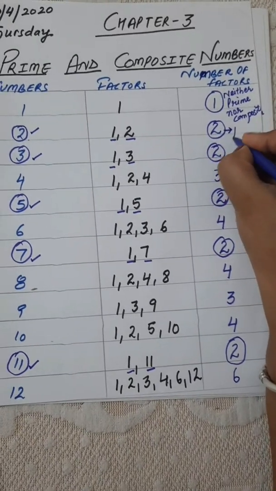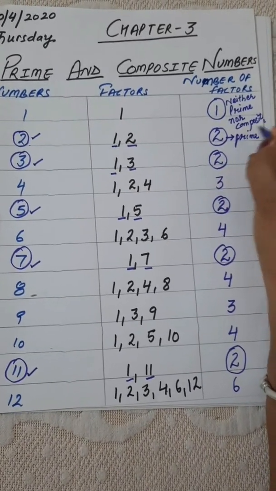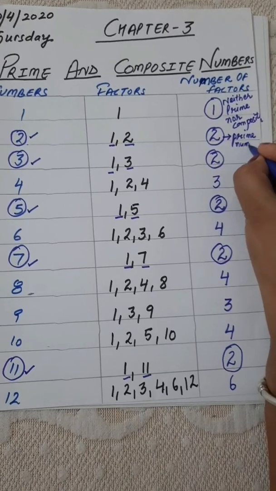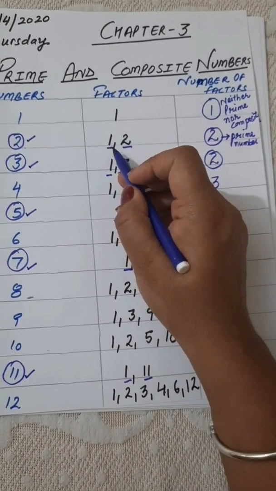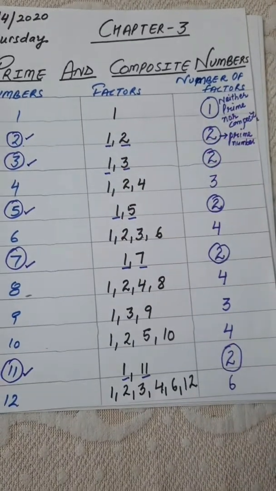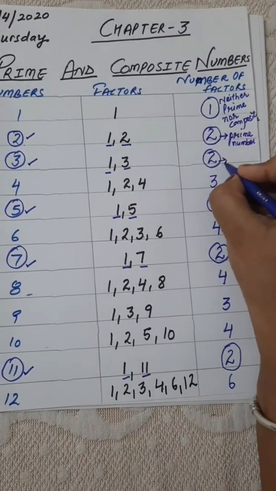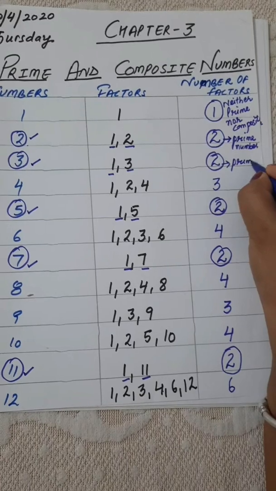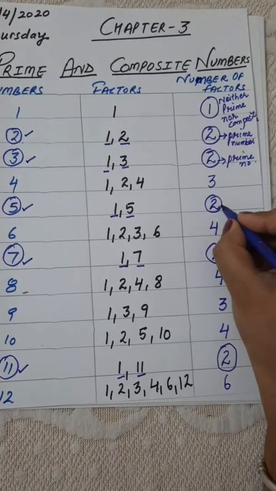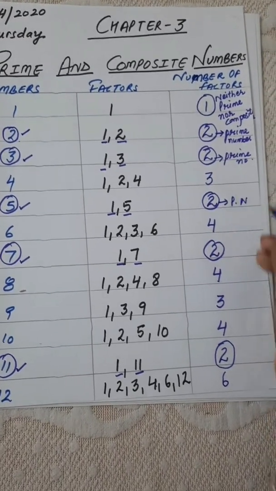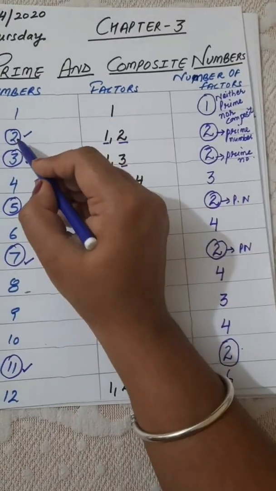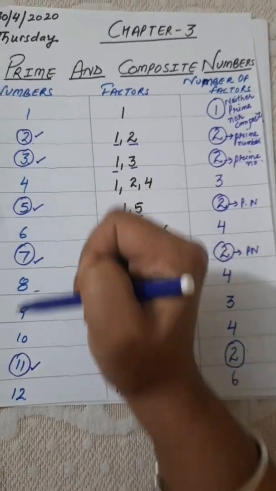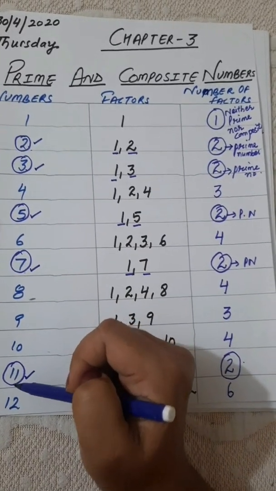So the numbers which have only 2 factors, number 1, that is 1 is the common factor of every number, and the number itself. So these are called prime numbers. It is also a prime number. This is also a prime number. So here 2, 3, 5, 7 and 11 are the prime numbers.